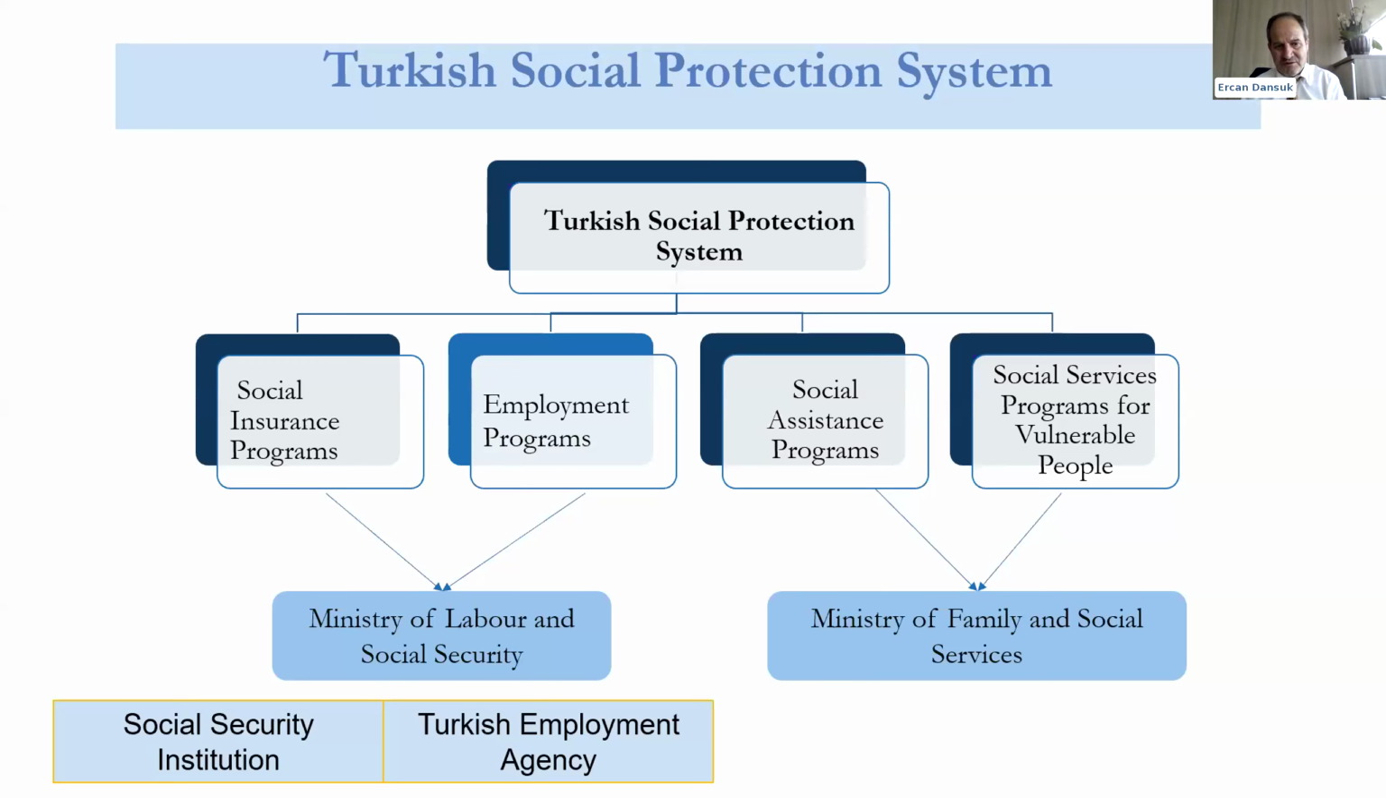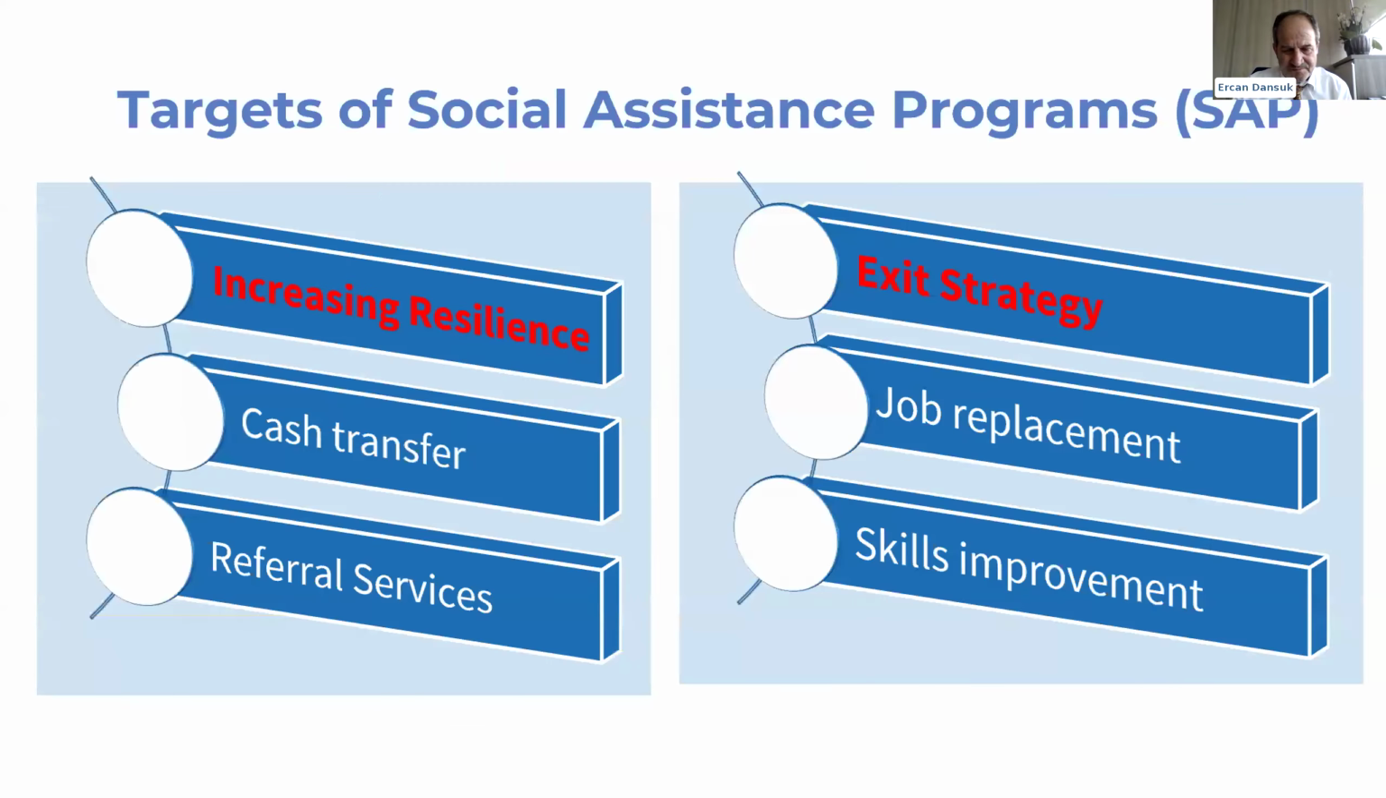What we do in the Ministry of Family, our target group is out of the social insurance system. That's why they have income insecurity and job insecurity. Let's go to the next slide, please.